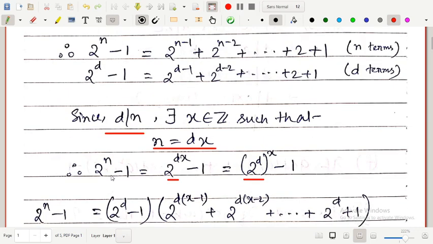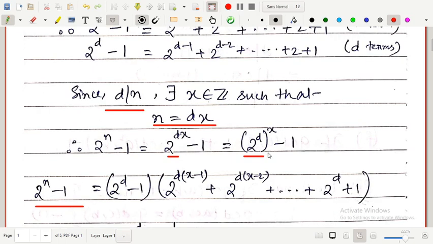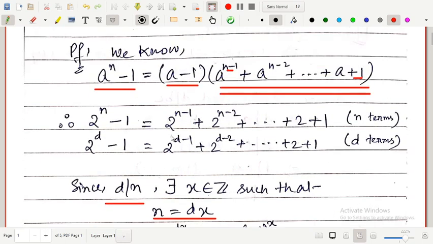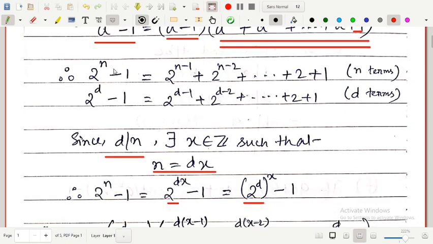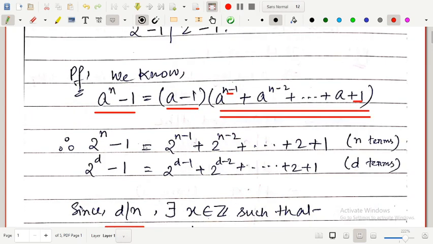See, 2 to the power n minus 1 is equal to 2 to the power d, whole to the power x, minus 1. 2 to the power n minus 1 is nothing but 2 to the power d whole to the power x minus 1. In place of a, you think about 2 to the power d, and in place of n, you think about x. Compare this to the expression a to the power n minus 1.